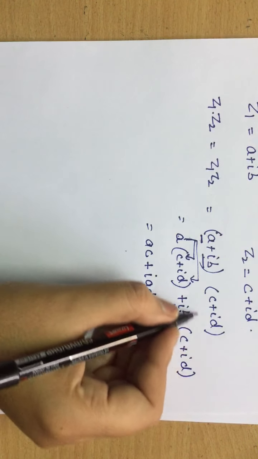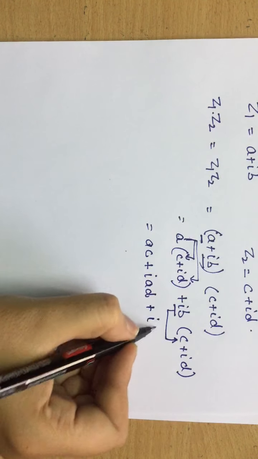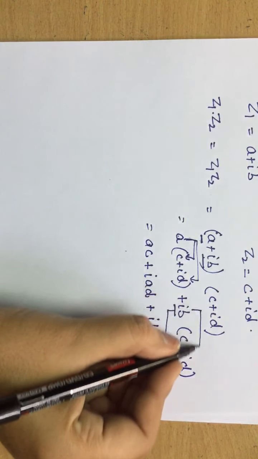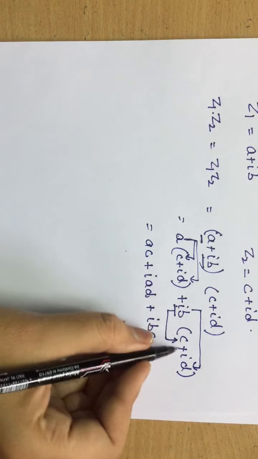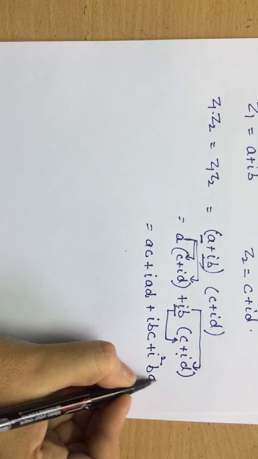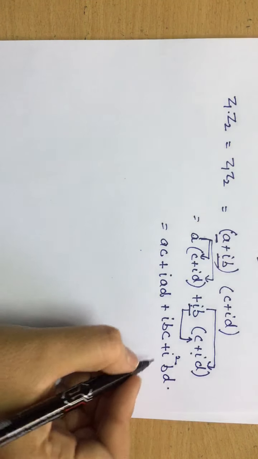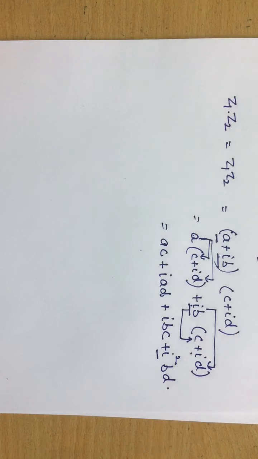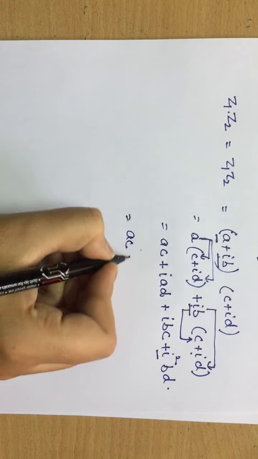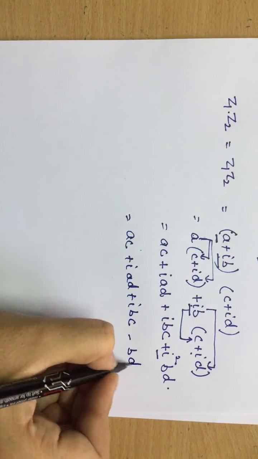Similarly, do this step for the second part. Iota b is first multiplied with the first part, that is c, so it will be iota bd. Then multiply this term with the second part. This is iota into iota, it will be iota square, then b into d. In this way we multiply them, but we know iota square is minus 1, so I can simplify it and write it as ac plus iota ad plus iota bc minus bd.